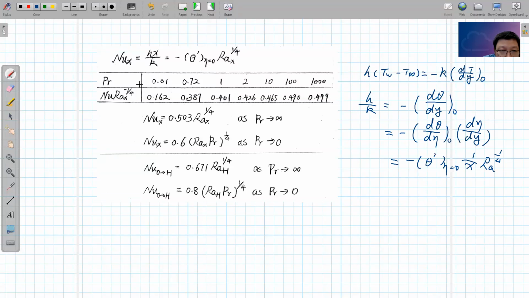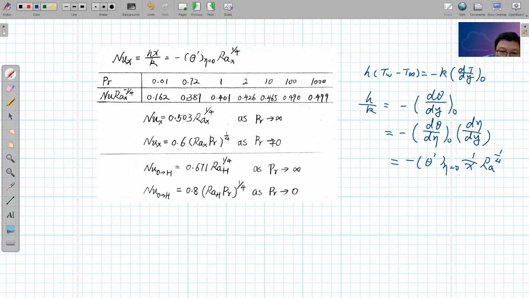So this table gives you, for different Prandtl numbers, what the Nusselt value will be. And also we have the limiting case. When the Prandtl number goes to infinity, very large Prandtl number, we see that the Nusselt number only depends on the Rayleigh number to the 1 over 4. This result agrees with our scaling analysis we did before. You remember that scaling analysis table we did before? That this number is only dependent on this one.